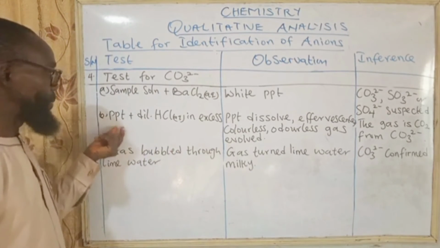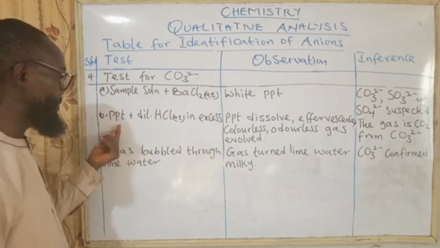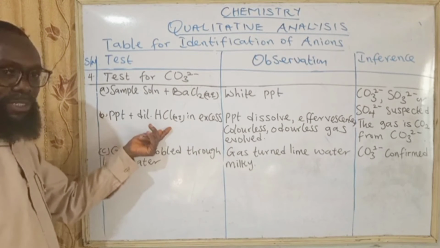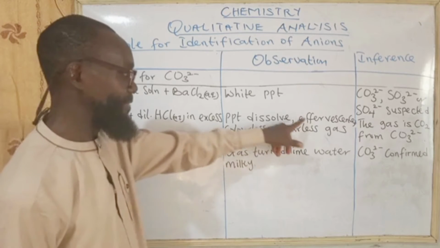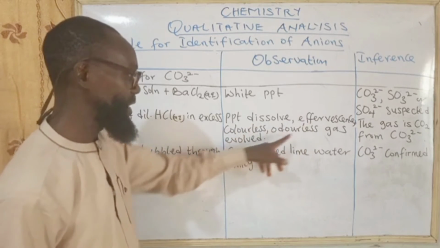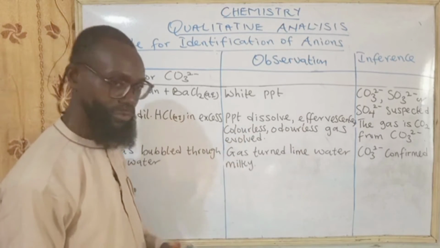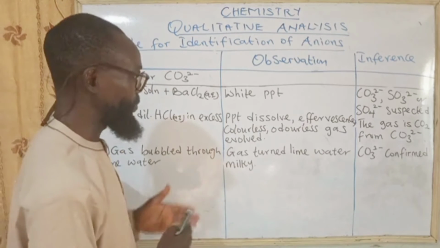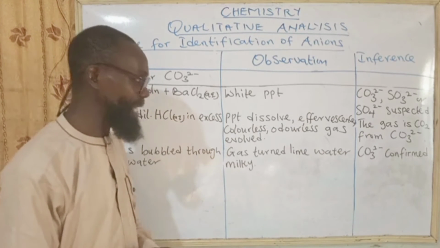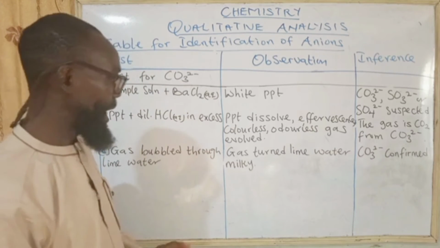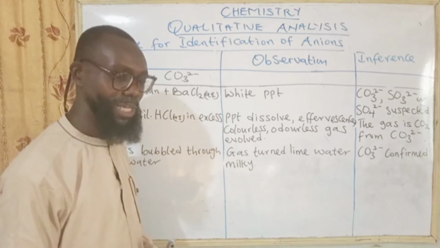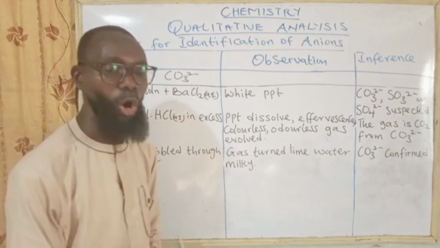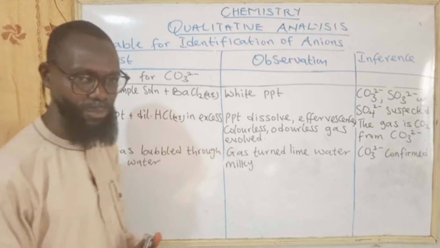B, the precipitate formed in this A plus dilute HCl in excess. Precipitate dissolved. Effervescence, colorless, odorless gas evolved. When the observation was observed that way, sometimes you notice the acidity of this particular gas that is being evolved.